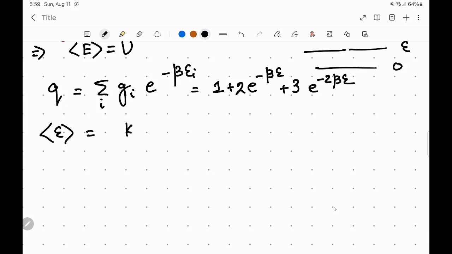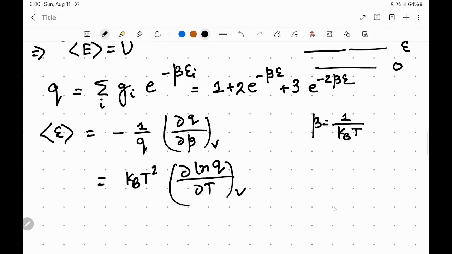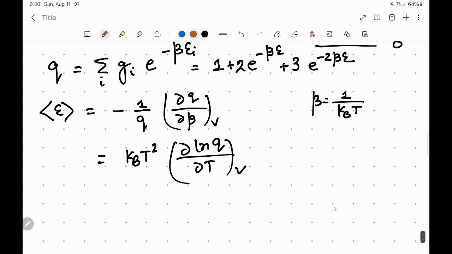Now what will be our small e? It is k_B T squared d ln Q dT. But in terms of beta you can also write: 1 by Q dQ del beta, with a minus sign. In this equation, if you put beta equals 1 by k_B T, then you obtain k_B T squared d ln Q dT. This is the first equation.